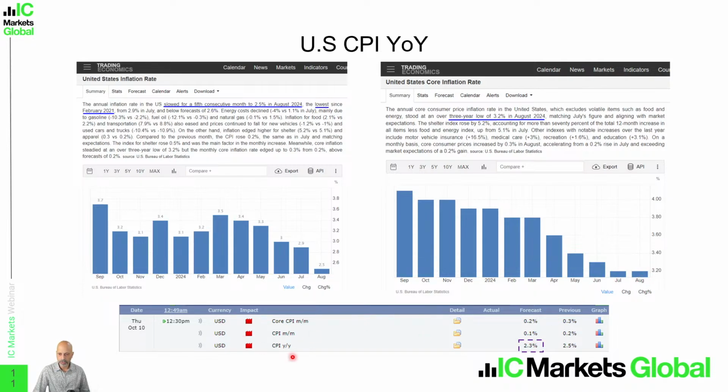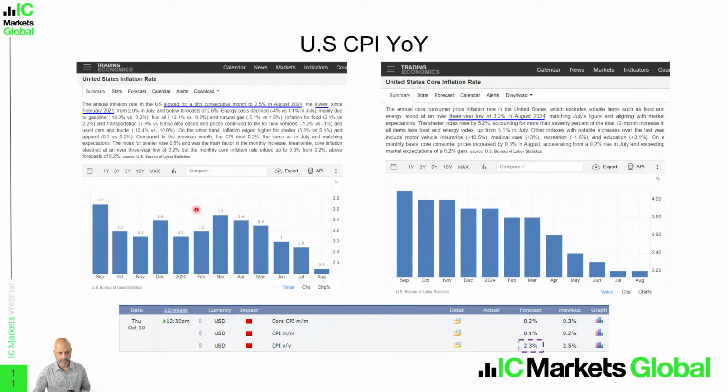Now, looking at the forecast for headline CPI, it is expected to moderate even lower. We are expecting further easing on an annualized basis, dropping from 2.5% down to 2.3%. So if we do see inflation continue to cool in the US, this is very likely going to function as a strong bearish catalyst for the dollar. So take note, the dollar could come under significant selling pressures on Thursday, 12:30 p.m. GMT.